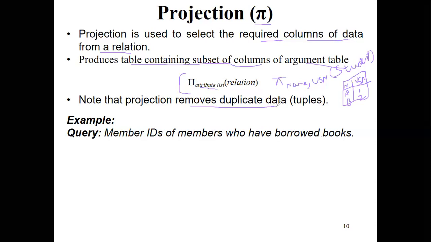It removes duplicate data tuples. Note that projection removes duplicate data tuples. Duplicate data tuples means what? Suppose I'm just giving USN, it cannot be the same, right? Suppose instead of USN, I have just taken, let me take the eraser and erase it. Here, instead of USN, I've just taken the semester.